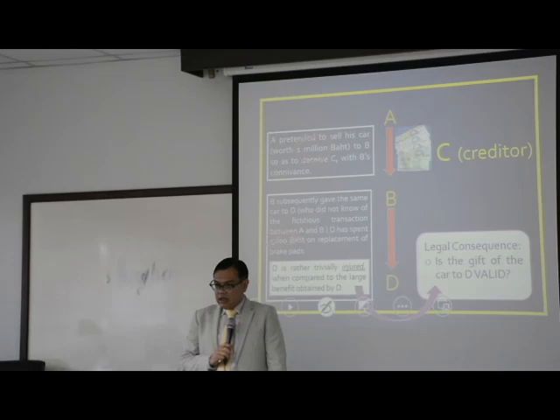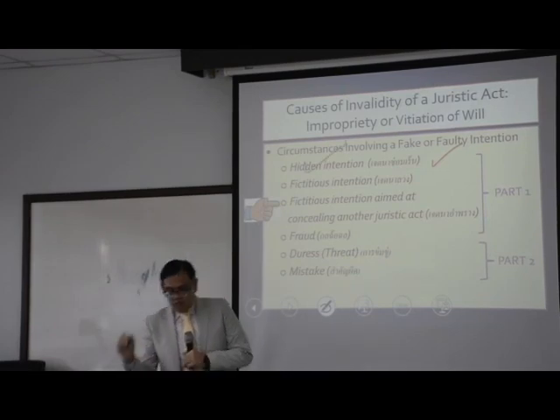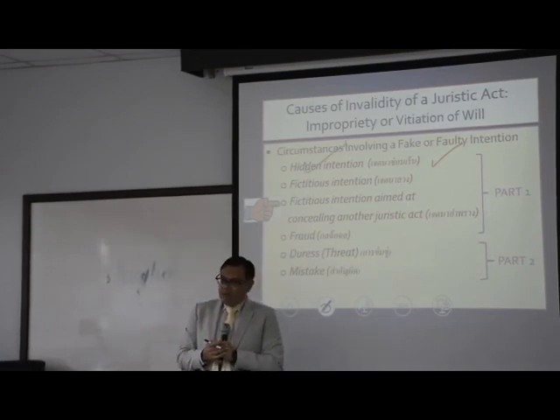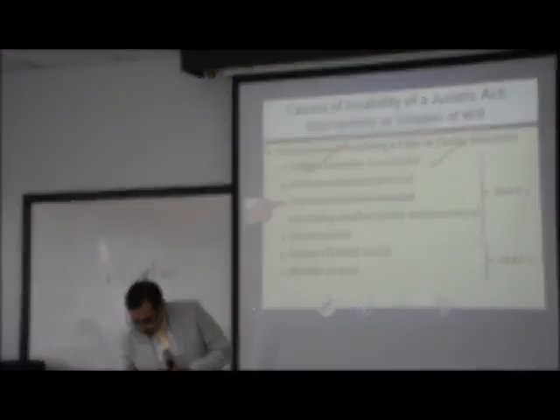Now, we have talked about two situations, right? Remember, we are now talking about the causes of invalidity on the ground of the impropriety or vitiation of will, and we talk about situations where the will of the party may not be genuine or may not be free. We have talked about the situation known as the hidden intention and the situation known as the fictitious intention.